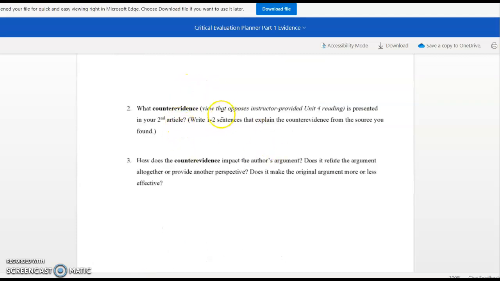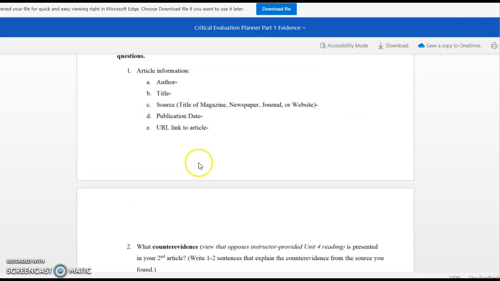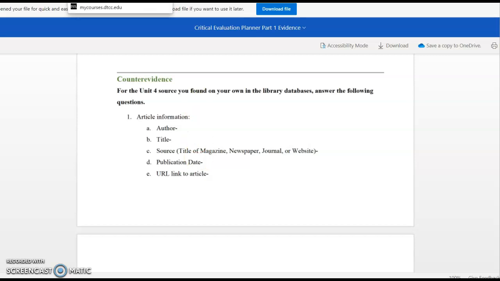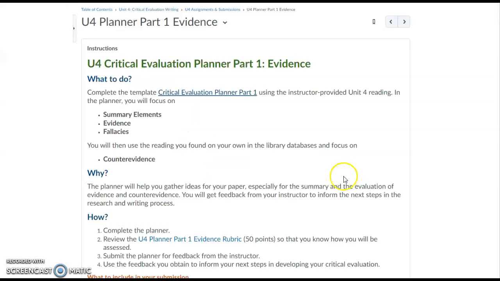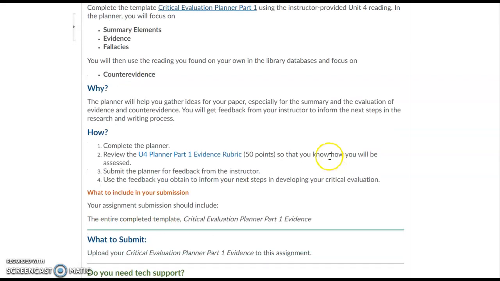You are going to examine your new author's views. How does your author treat the issue, the point in question? What type of evidence does your author bring up that might counter the evidence presented in the original article? So you will answer questions 1, 2, and 3 about the second article you are using in Unit 4.